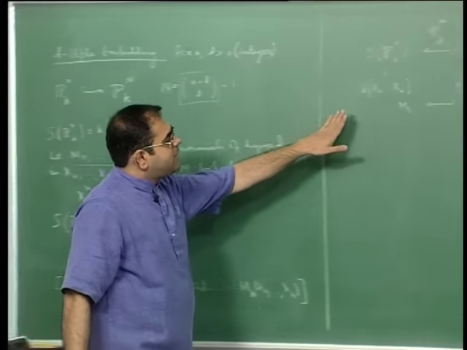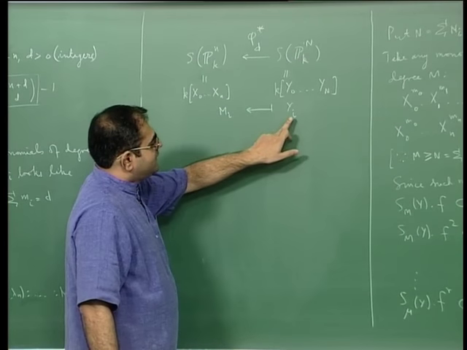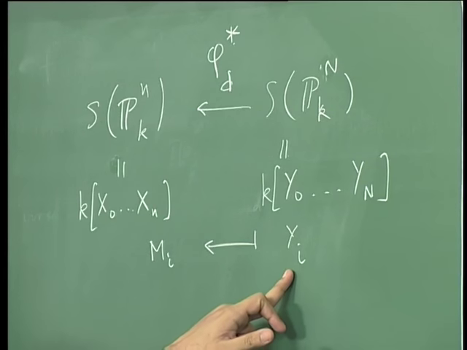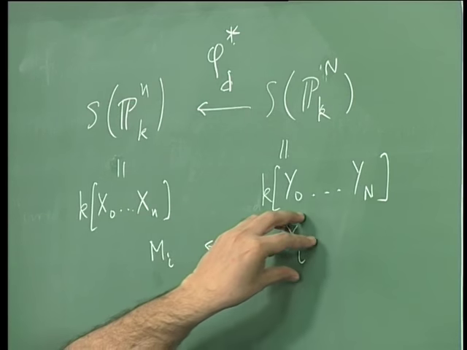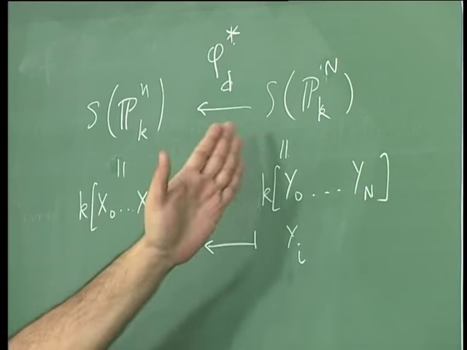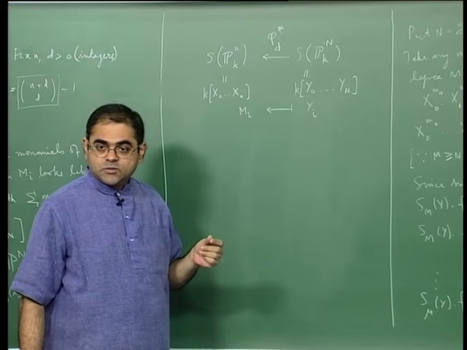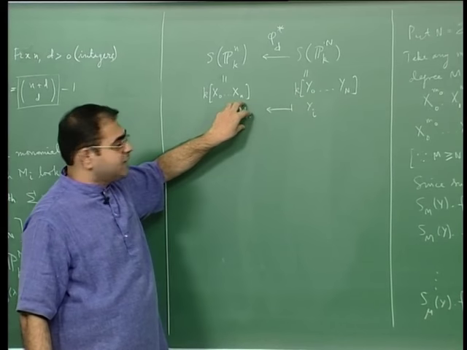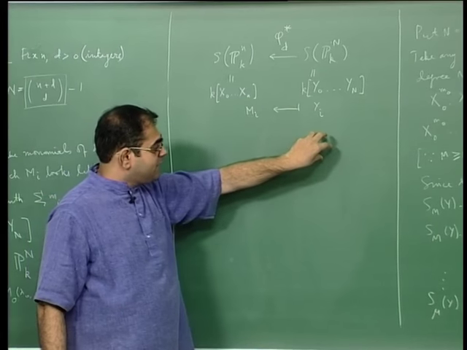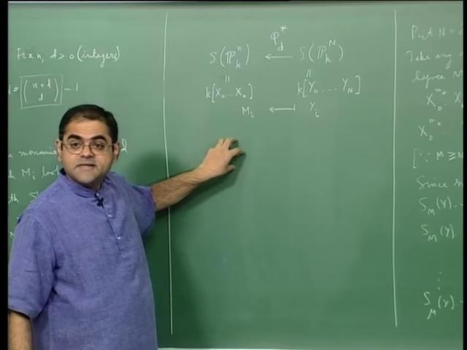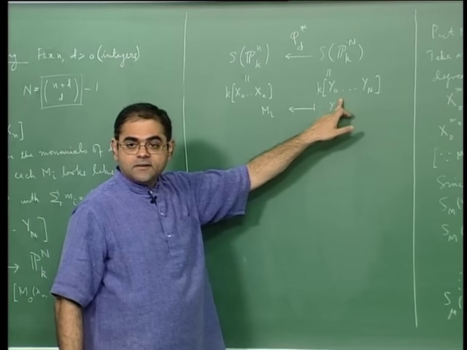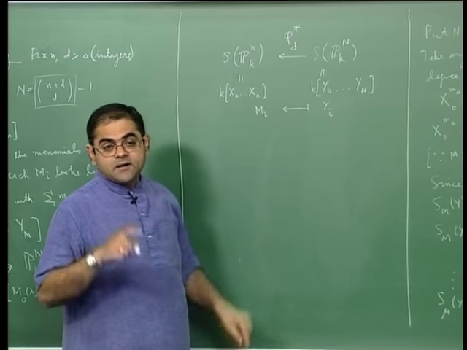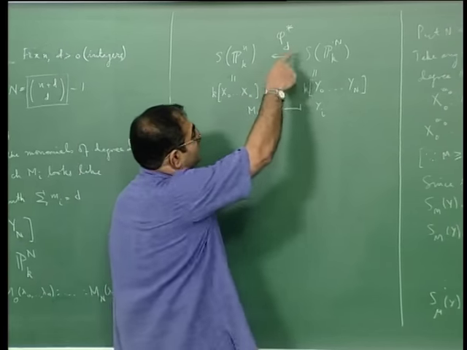Mind you, this y_i is degree 1, whereas this m_i is a degree d monomial. So what this map does is it takes every degree 1 thing to degree d, and therefore this is called a graded homomorphism. It will take the degree 1 piece to the degree d piece, and it will take the degree r piece to the degree r times d piece. If instead of y_i I put y_i to the r, it will go to m_i to the r, and the degree of m_i to the r will be rd. So this is what is called a graded homomorphism.